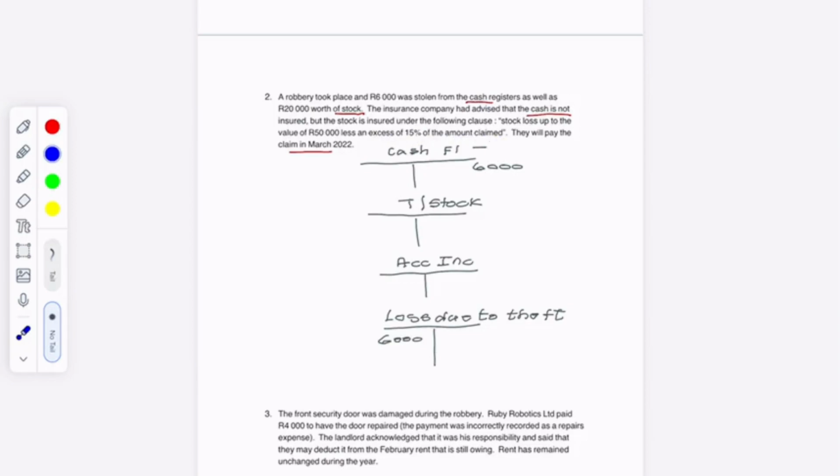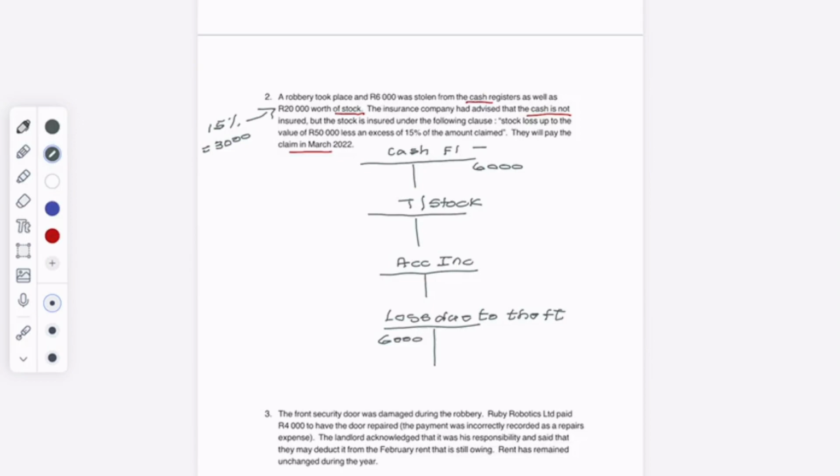What that means is that the person who is insured, this is the business, they've got to pay the first 15% of their loss. So in other words, this 20,000 Rand, they're not going to recover in full. They're going to have to take the loss of the first 15%, which if you work that out is 3,000 Rand. So the insurance company is only going to pay them the 20 minus the 3. The insurance company is going to pay them the 17,000 Rand.